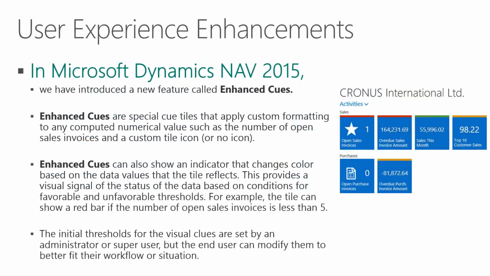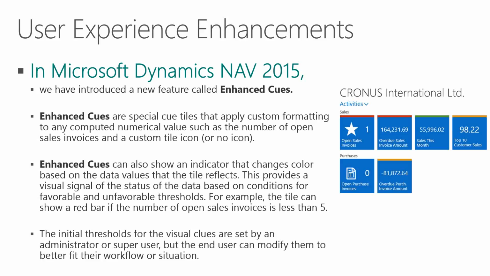So the next area I wanted to cover is the area around the enhanced queues. What this gives us the ability to do is, we've always had the activities since NAV 2009. Activities in NAV 2009 consisted of filter views of documents that were going through processes. What we've extended in NAV 2015 is we still have the ability to look at documents through process, like open sales invoices, you can see here, and open purchase invoices.